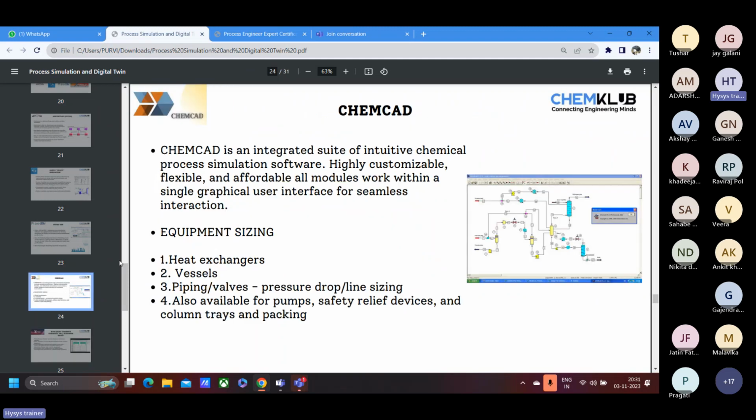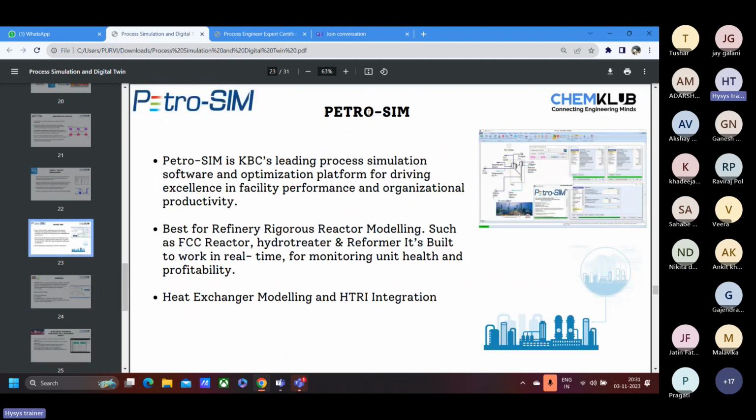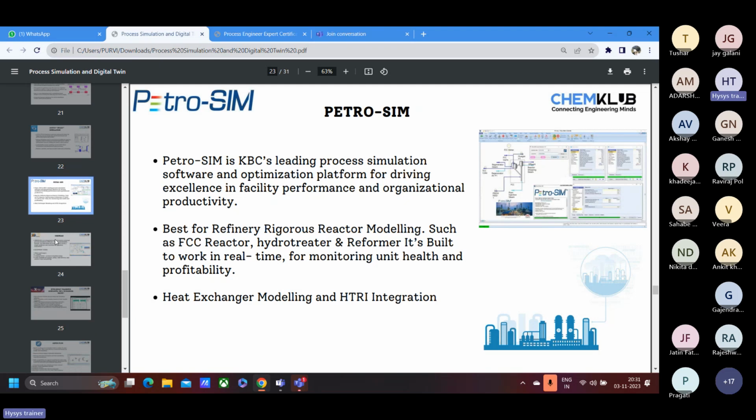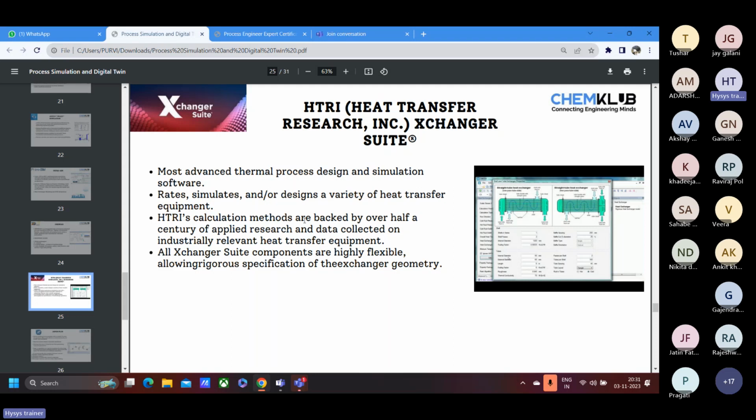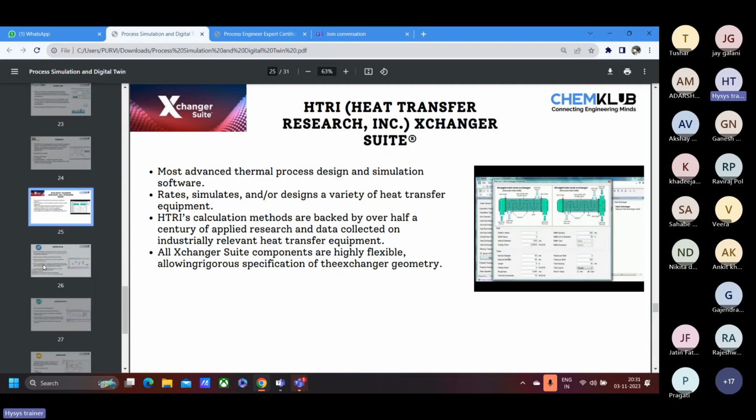And here I have said that Petrosim allows for HTRI integration. So as I said, in exchanger modeling no one can beat HTRI, right? So what Petrosim has done is that whenever they design a plant, whenever there is a heat exchanger, they can integrate both the software. कि heat exchanger के लिए HTRI use कर लिया, बाकी के लिए Petrosim. So they can integrate that kind of thing also in Petrosim. Aspen also it is possible likewise. So this is all about the HTRI part.